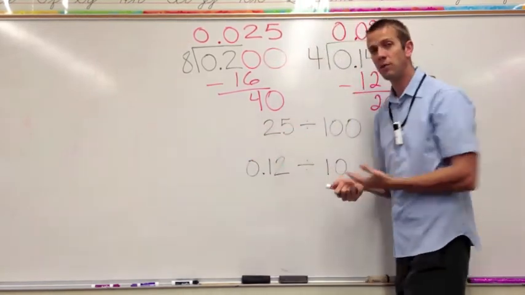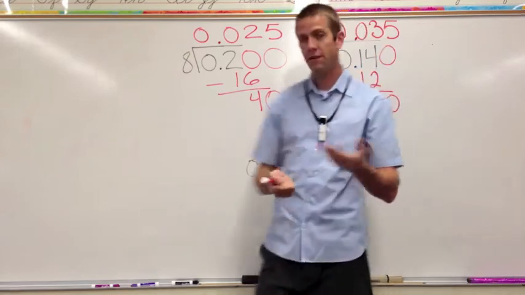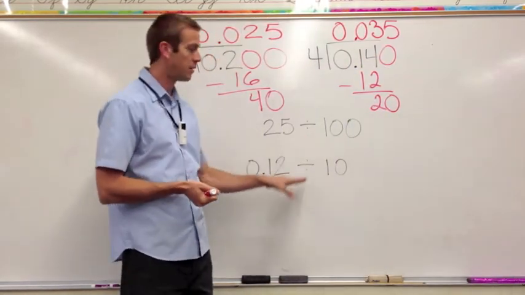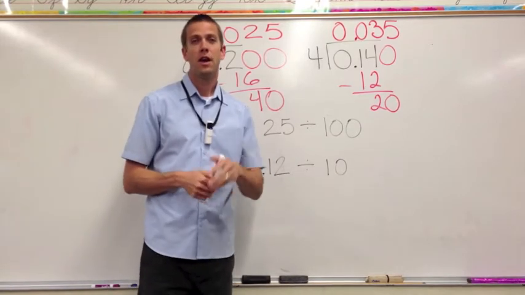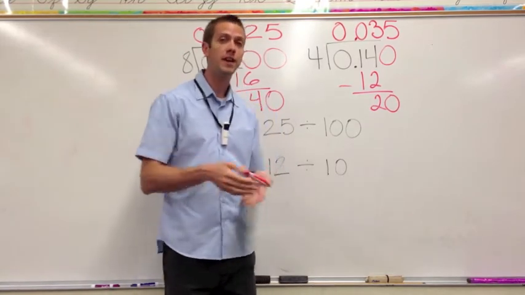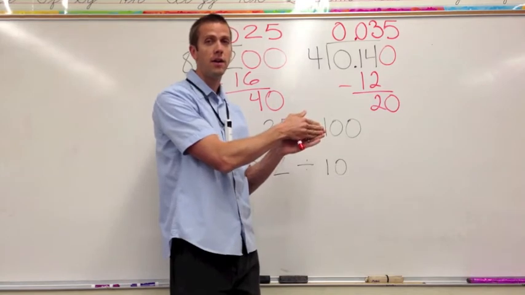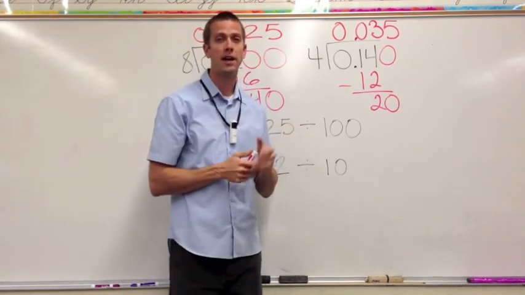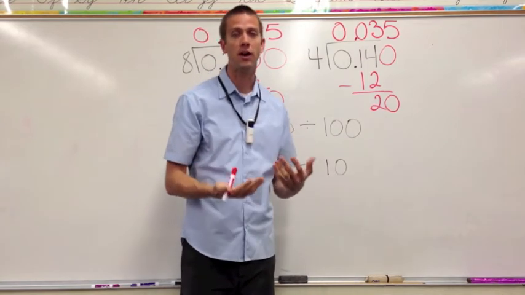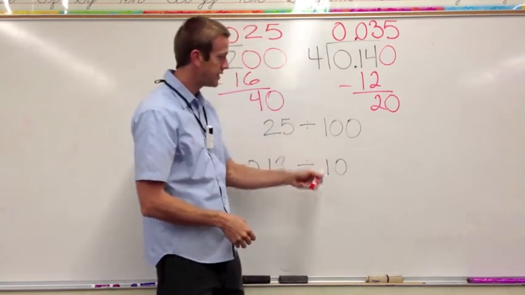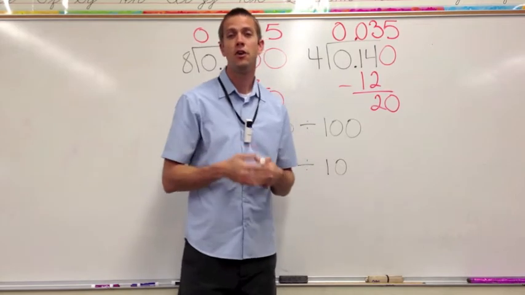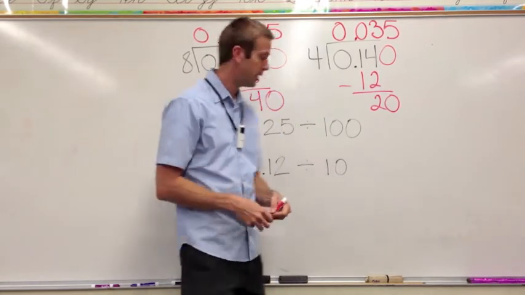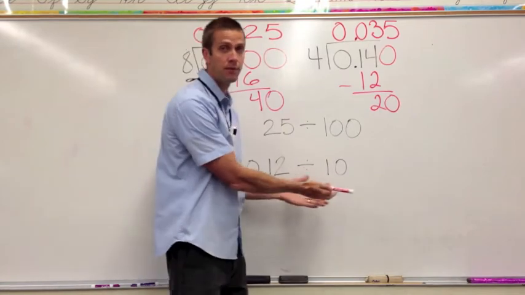So I have two final problems here. 25 divided by 100 and 12 hundredths divided by 10. When we multiply, we move the decimal to the right. Right? If we multiplied by 10, hundreds, thousands, we multiplied and moved the decimal to the right to make the number bigger. But when you divide by hundreds, tens, thousands, you're going to move the decimal to the left to make the number smaller. So let's take this one first.